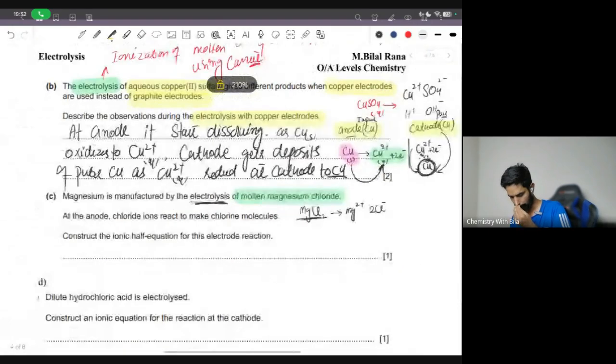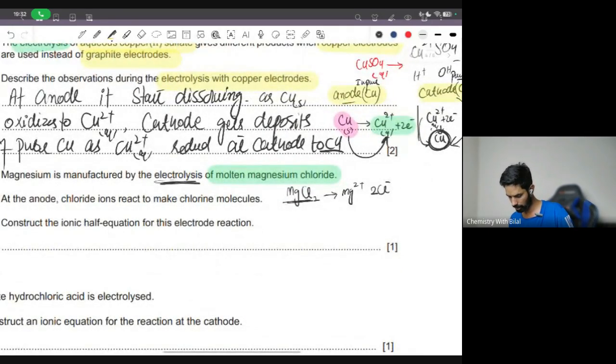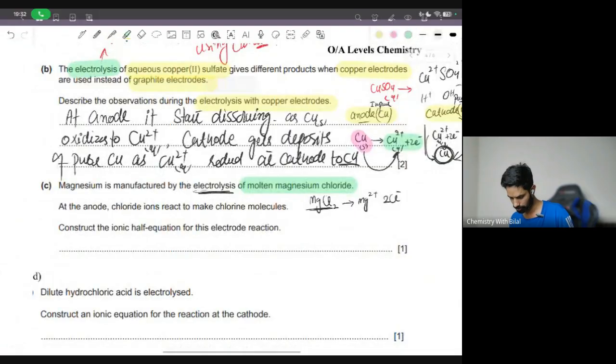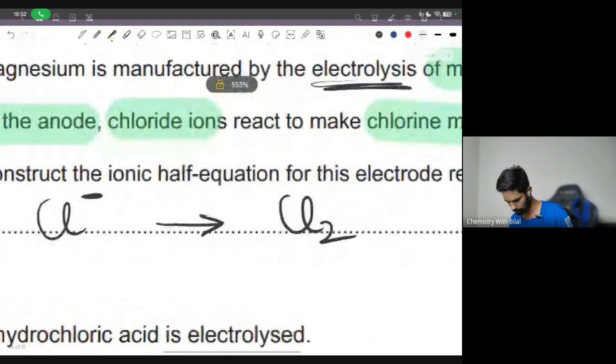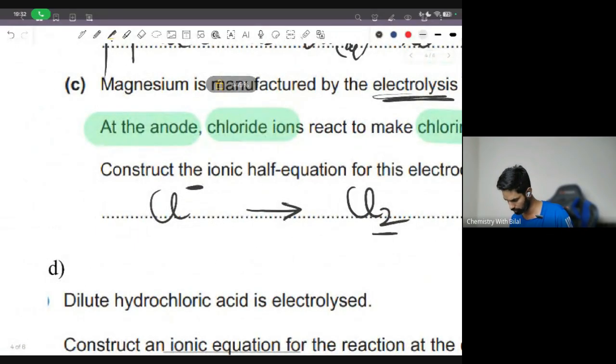Now, construct the equation. What is happening? At the anode, chloride ions react to make chlorine molecules. We know that the anode attracts the anions. And at the anode, chloride ions are oxidized to chlorine. How to balance? Chloride will go to chlorine. How? We have 2 chlorines here.